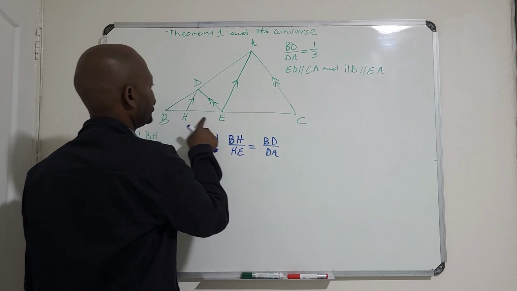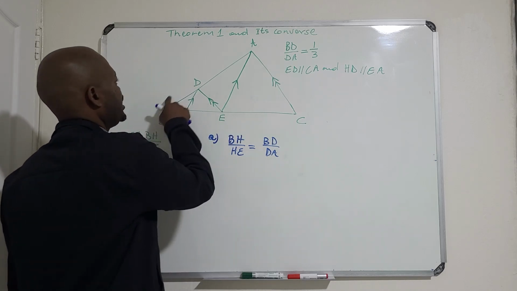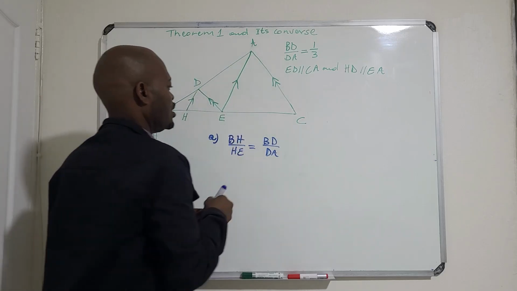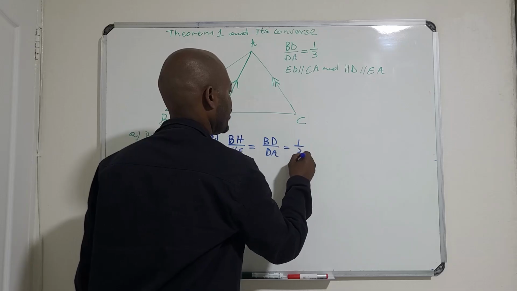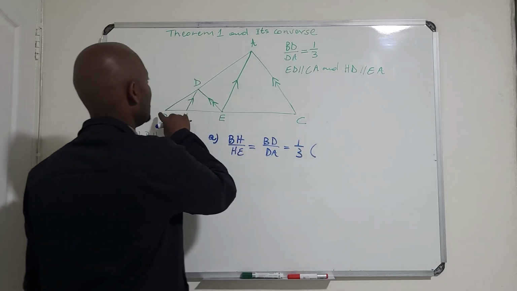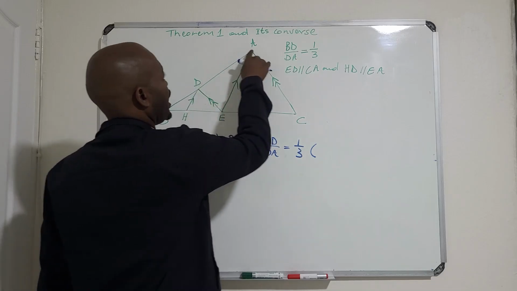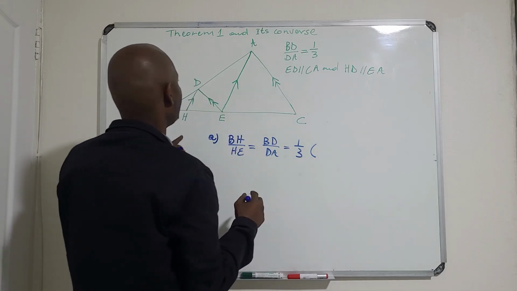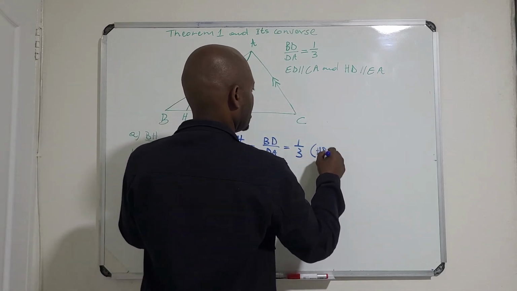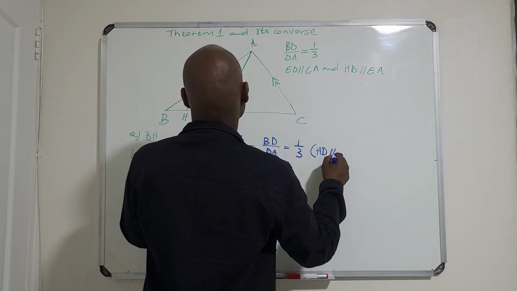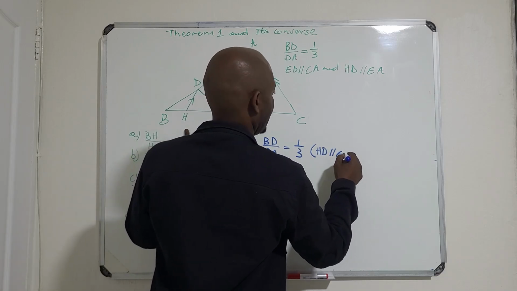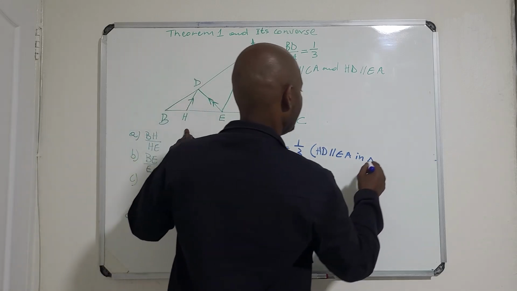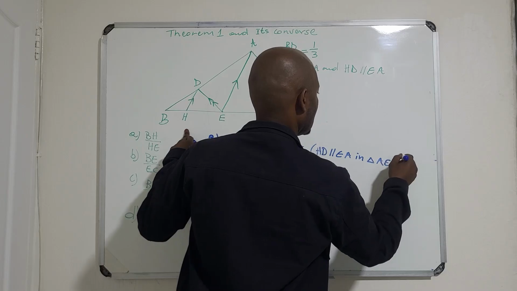BH over HE is equal to BD over DA, which is 1 over 3. Reason? Because BD over DA is 1 over 3. Since they are equal, why is that? It is because HD is parallel to EA in triangle AEB.